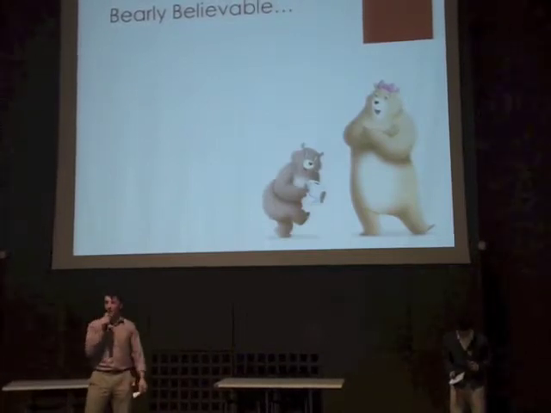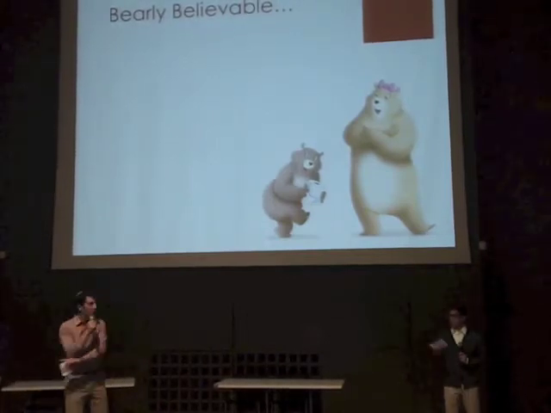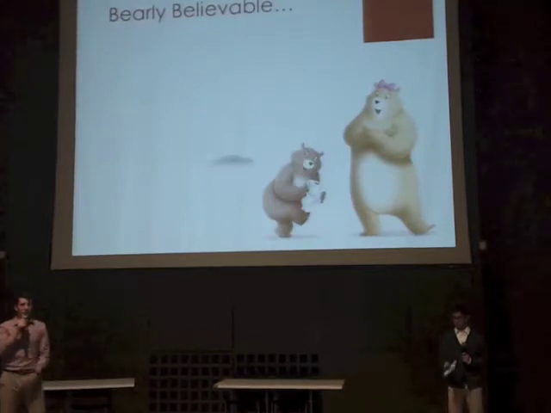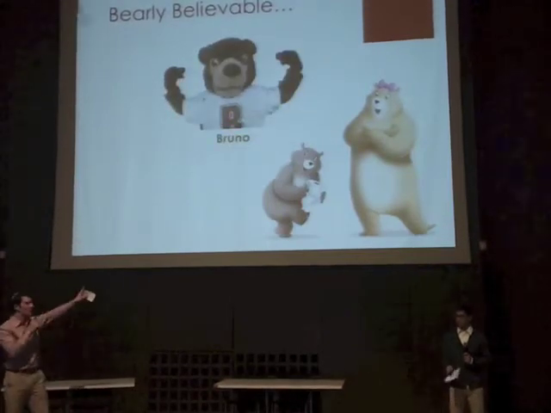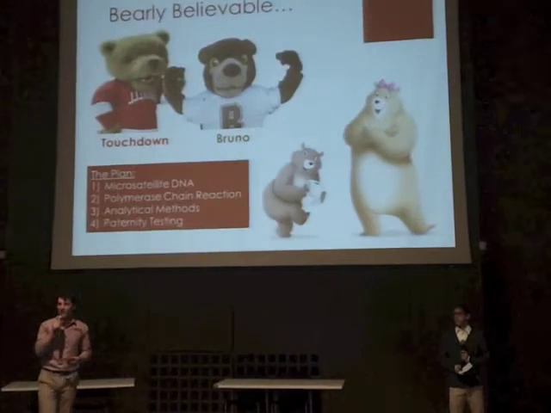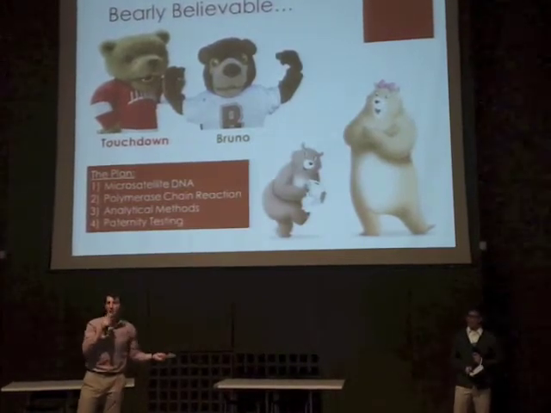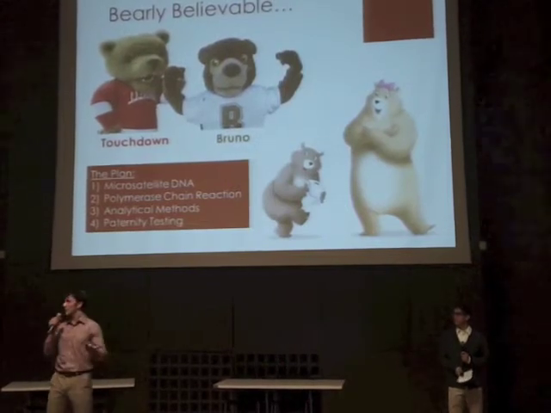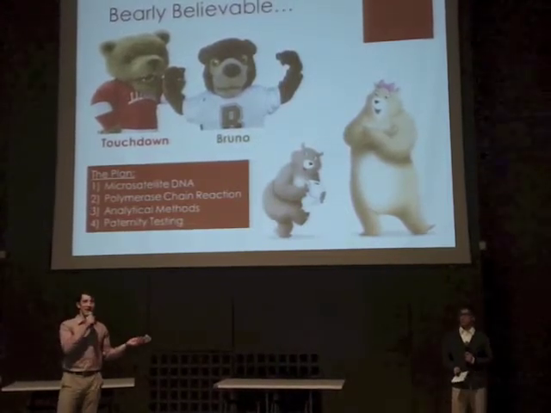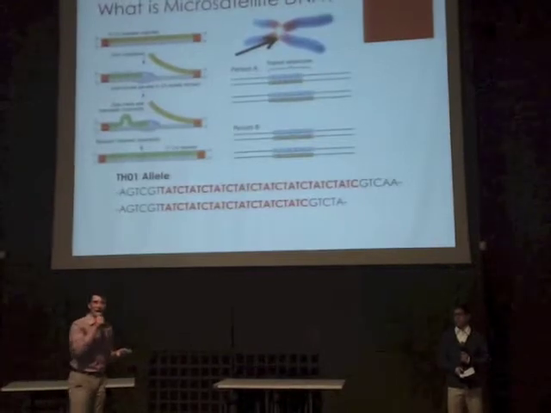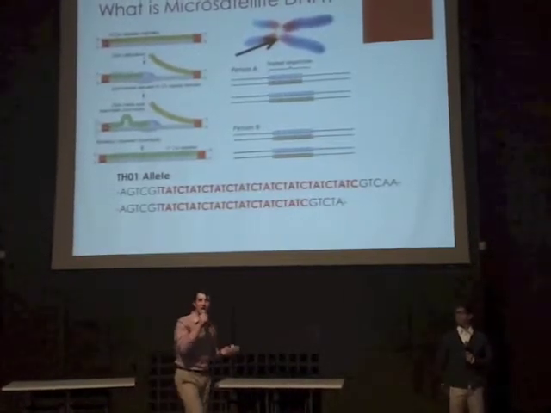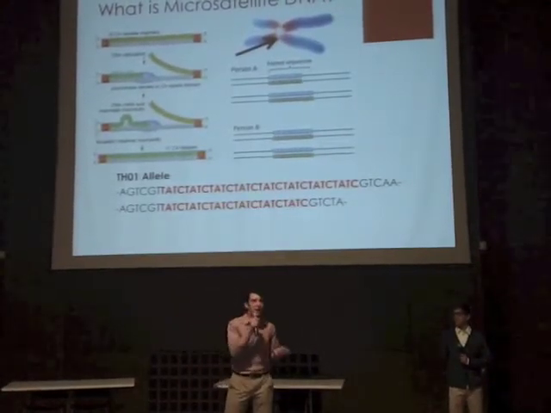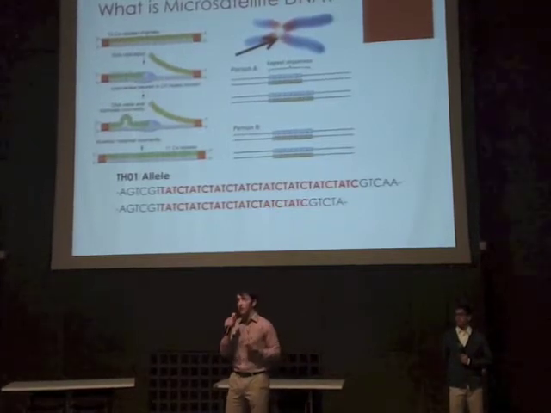all. She's narrowed it down to 2 options. Either Bruno, the Brown University bear, or Touchdown, the big red bear. So, can we help Carmen find her father's identity using microsatellite DNA? First questions first. What is microsatellite DNA? Microsatellite DNA, also known as short tandem repeats, or STRs in the forensics community, are repetitive DNA sequences that can be found in our genome.